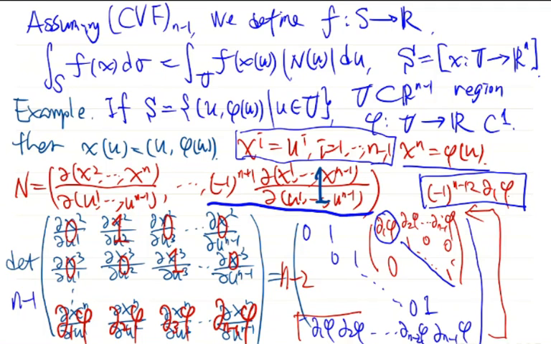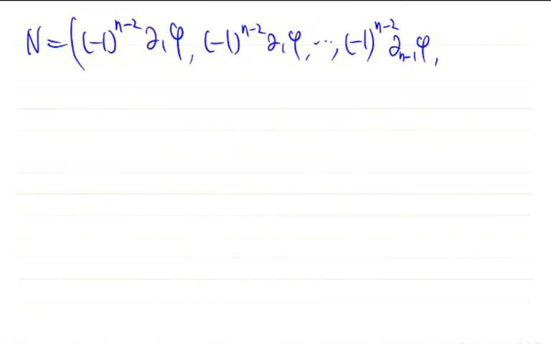The Jacobian determinant is 1, but we have a (-1)^(n+1) here. So the last component of this n is (-1)^(n+1). So this is our n. And we want to write this n in a more convenient form. We can write this by (-1)^(n+1).